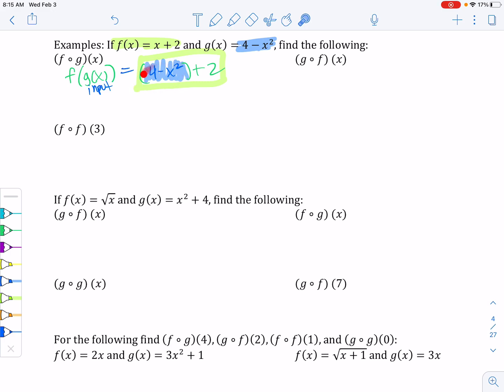Now there's nothing that needs simplifying inside the parentheses. There's nothing to do outside of the parentheses, multiplying or dividing. I just have an add 2. So that means that the 4 and the 2 are like terms, so that gives us 6 minus x squared as our f of g of x.